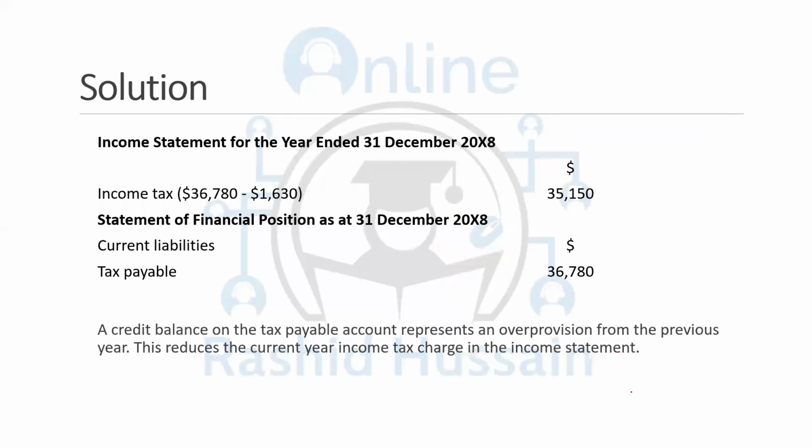So what is that amount? It is 35,150. This is your tax expense within the statement of profit or loss. And this current year tax provision is your current liability within the statement of the financial position.